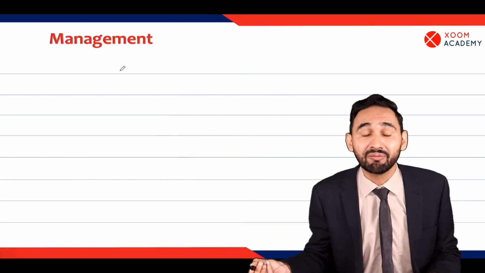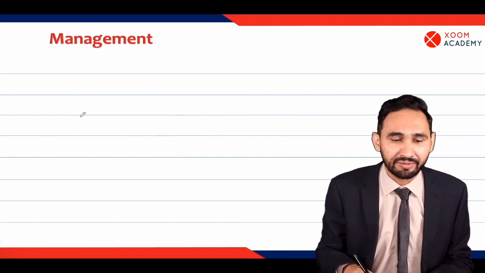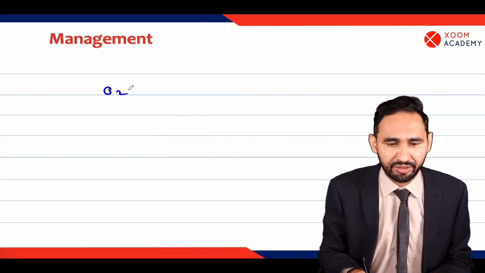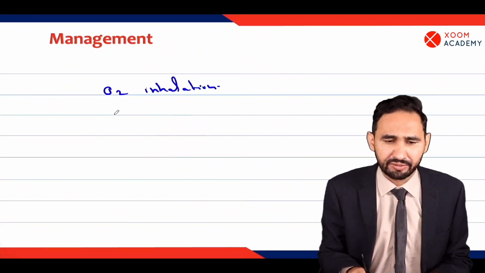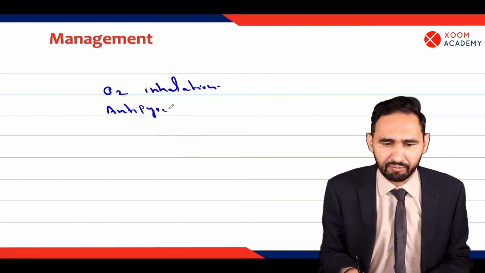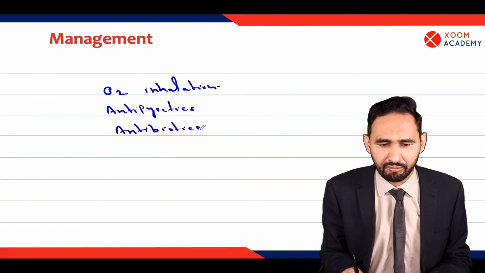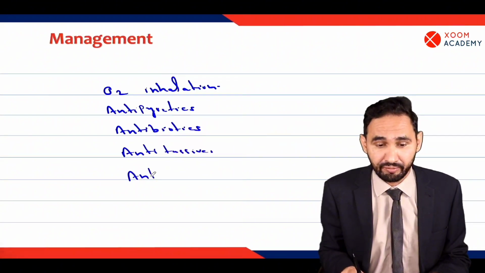So what is the management of pertussis? How can we manage this? First, we'll start from treatment. It is a clinical diagnosis, so you can start treatment. You can give oxygen. Why oxygen? Because of cyanosis. So O2 inhalation. We can give antipyretics. We can give antibiotics. We can give antitussives. We can give antiemetics.